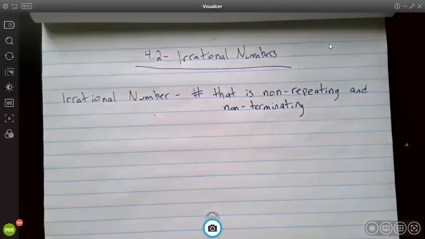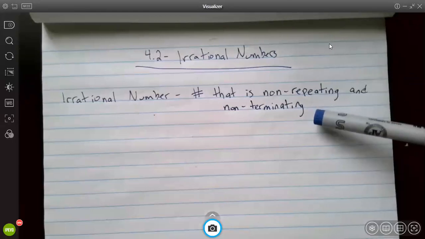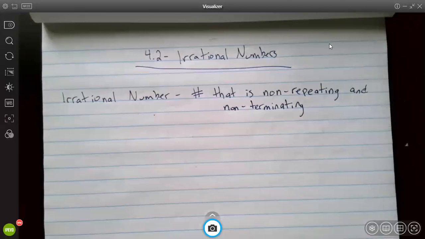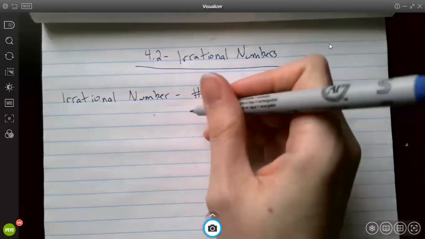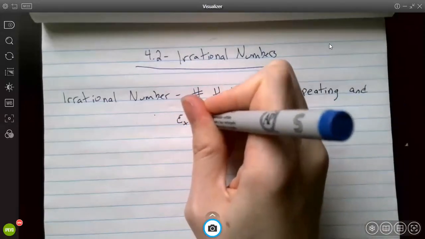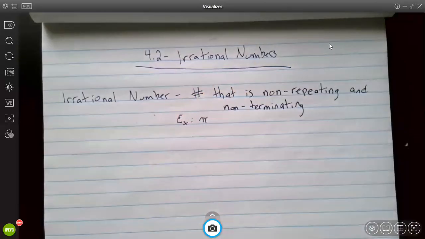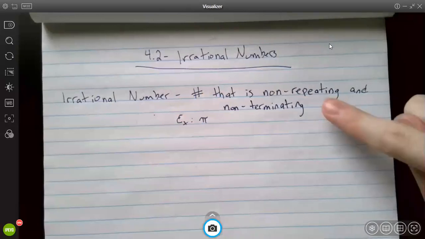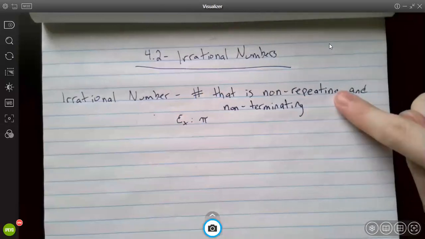So an irrational number is any number that is non-repeating and non-terminating. Non-repeating means that it doesn't repeat. So for example, 2.33333 repeating would not be an irrational number. It cannot be repeating. And non-terminating means that the number does not end. A common example of an irrational number is pi, 3.14 and on and on and on. That number goes on forever, so it is non-terminating and it doesn't repeat.